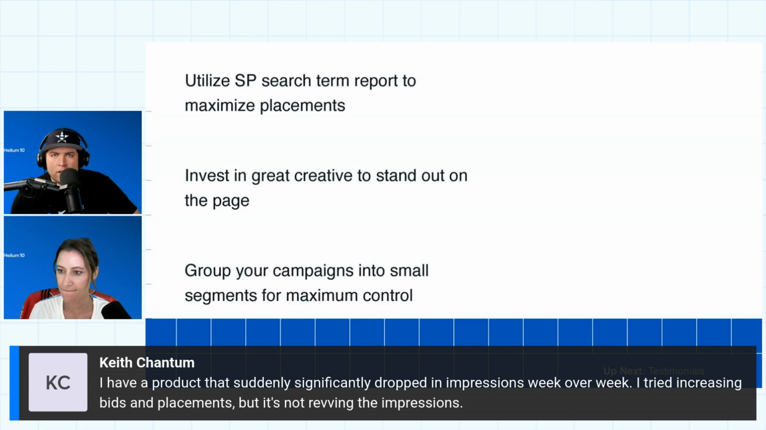Keith says, I've got a product that's suddenly significantly dropped in impressions week over week. I tried increasing bids and placements, but it's not revving the impressions. 3 things I would do. I would start and make sure you don't have any keywords that could cause like an ineligibility issue. I would just check your ineligibility. Usually it'd be 0 impressions, so it's easy to identify.